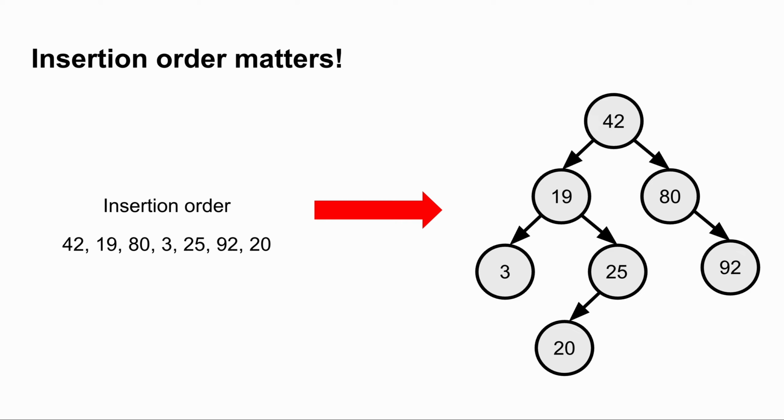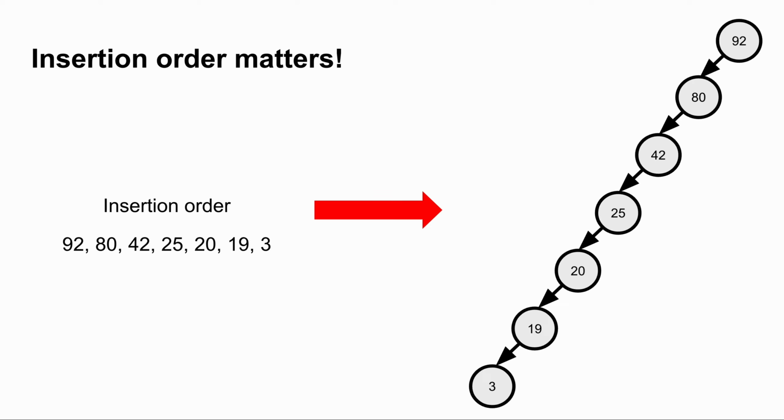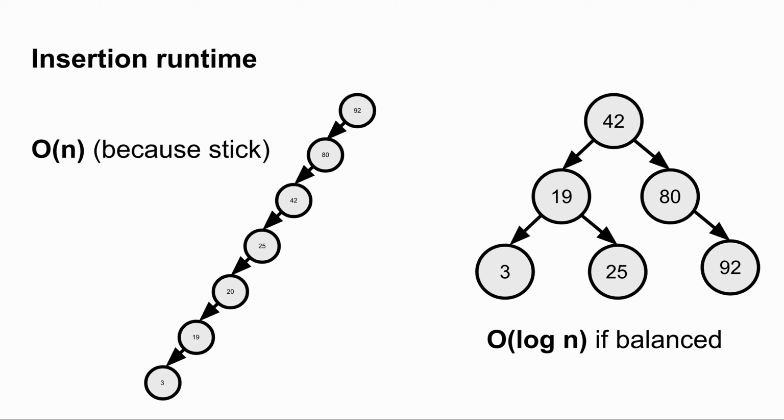Something that is important to point out is that insertion order matters. For example, if this is my insertion order, then I get out this tree. If I have the same elements and then insert them in a different order, then I get this tree, which is completely different. So for our runtime analysis, the insertion runtime is O of n because we could get a stick, but for a balanced tree, it's O of log n.